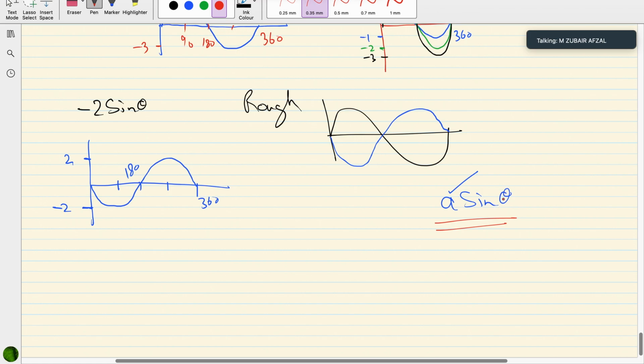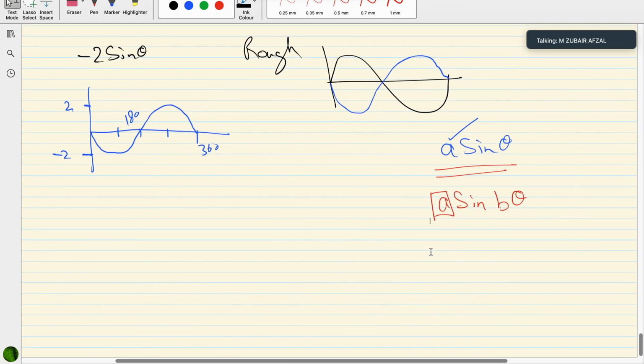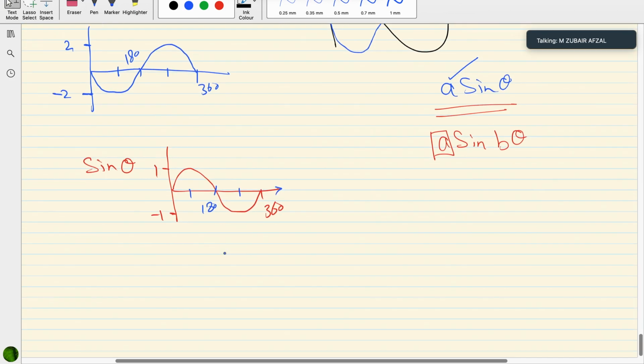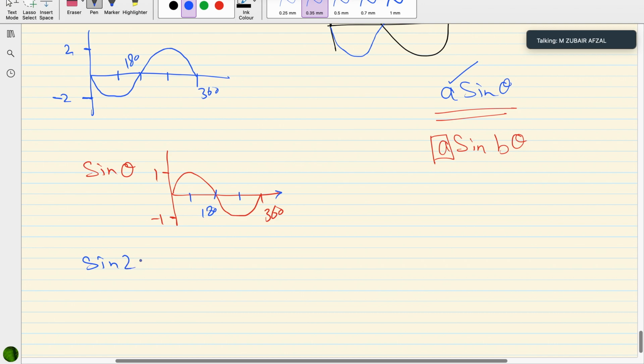Okay, so now let us introduce B. We're done with A sine theta. Now I'm doing A sine B theta. To understand B, we will just skip this A for now. So if I have sine theta, B here is actually 1. So sine theta will look like this. This is 1, this is minus 1, this is 360, and it is equally divided, making it 180, 90 and 270 again. So what will the graph of sine 2 theta look like?